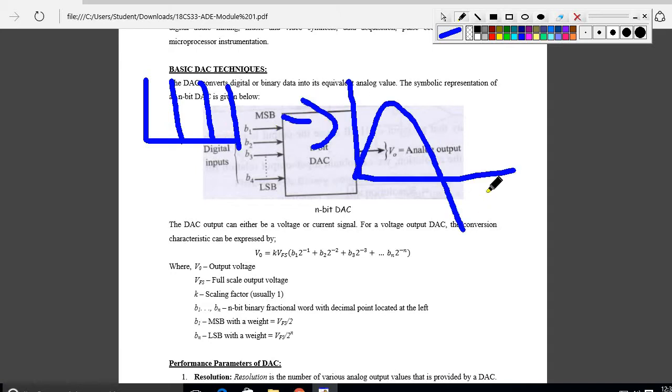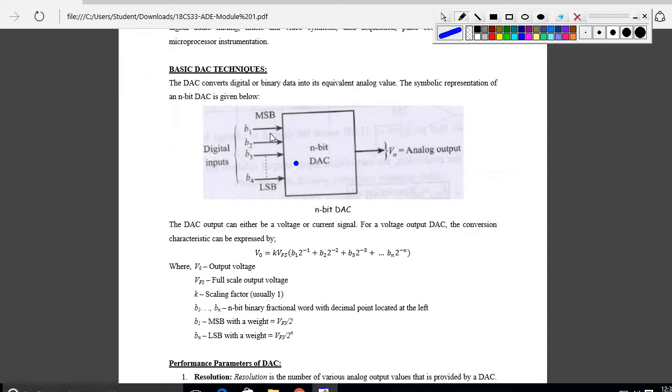This is exactly the sinusoidal wave. So that is the technique, and the block diagram is there, so we'll have to see that one. Okay, see here in this particular diagram there are some binary or digital inputs, B1 to B4. Here, for example, only B1 to B4 are given, but there are n number of digital inputs. MSB is the most significant bit, the first bit, and LSB is the least significant bit. When I pass this digital input to the DAC, the digital to analog converter, whatever signal I get here is the analog output, a sinusoidal waveform. That is exactly the DAC.